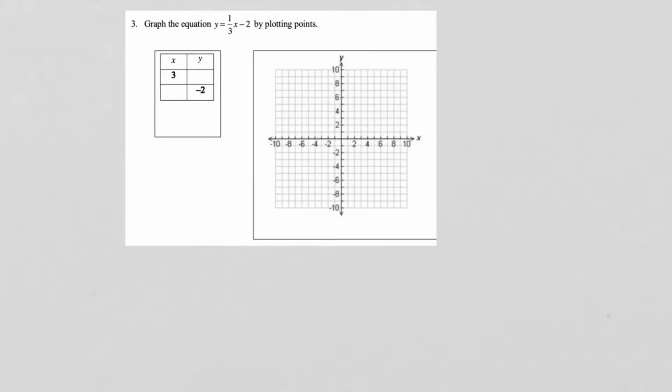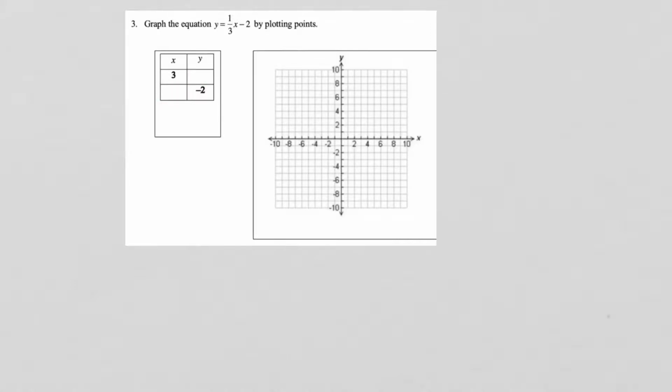As you can see by the directions, we want to graph this equation here by plotting points, and they've already given us a partial table here. They've given us the x value and then a different value for the y. So what we'll do is just compute that y coordinate and that x coordinate. Let's see what we get.